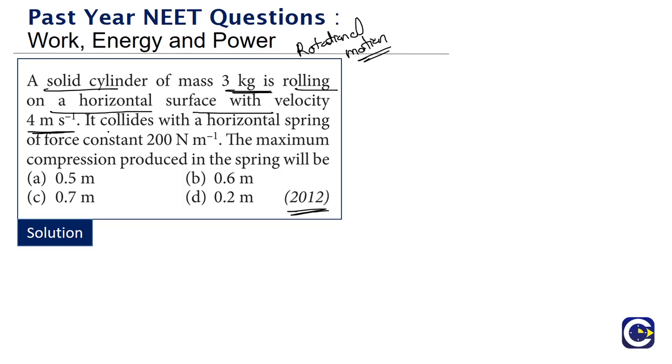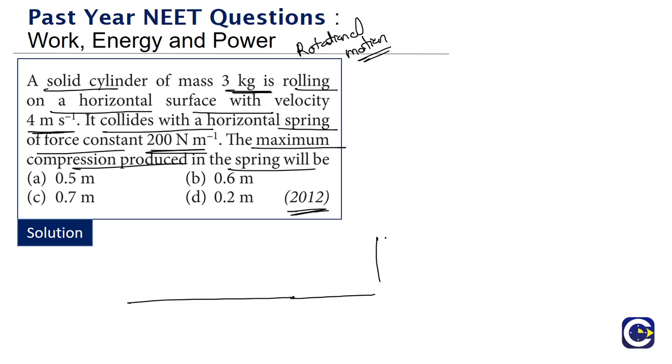Now this solid cylinder collides with a horizontal spring having a spring constant of 200 Newton per meter. The maximum compression produced in the spring will be? If you want to represent it diagrammatically, this is how it is. We have the spring which is horizontal. Initially we assume that the spring is in the free state, at its natural length. So we have a solid cylinder. We are looking at the side view. The solid cylinder is rolling.